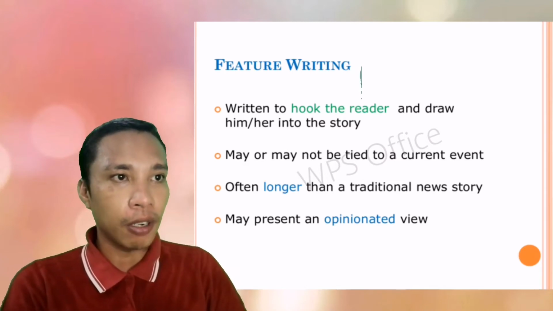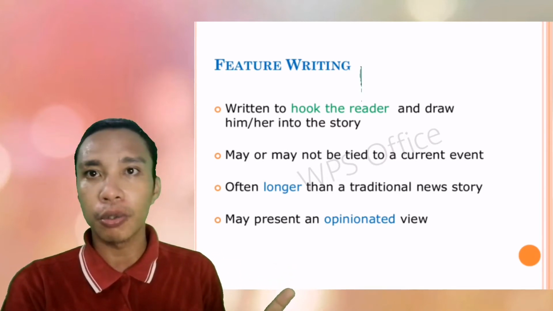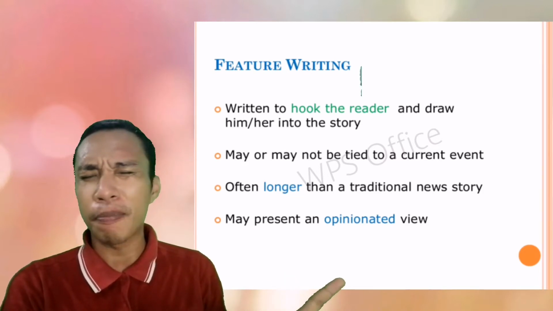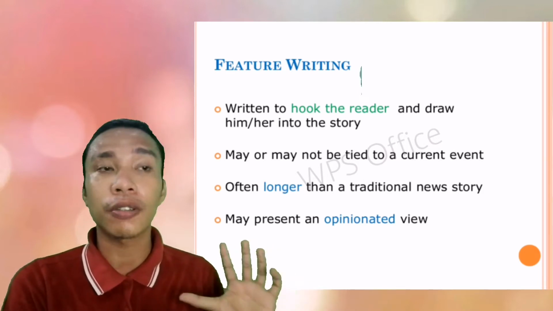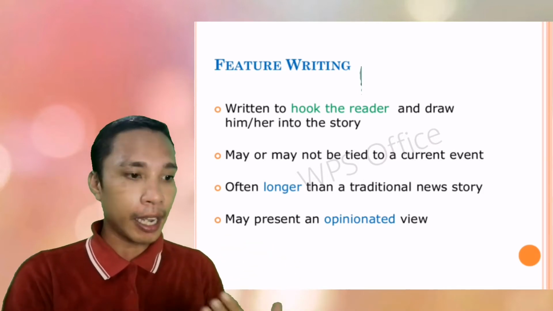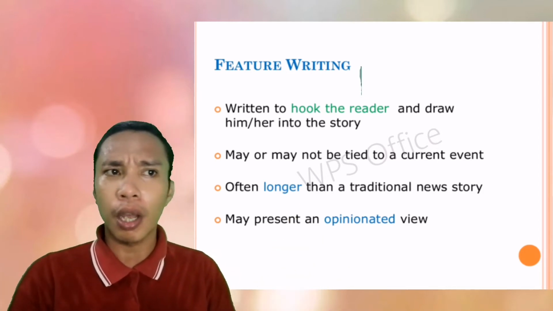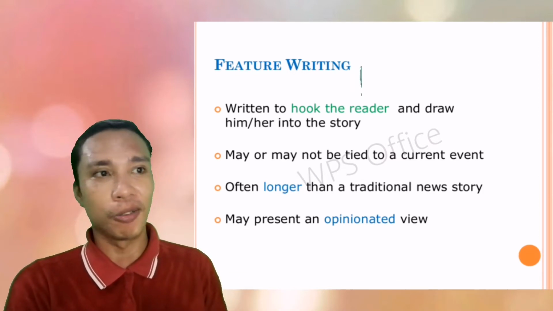Now another one is often longer than a traditional news story. So again, a news story, you can already produce in about 3 paragraphs or 10 sentences. That's already a news story. Whilst feature writing, since it's more of entertainment, factual, and narrative in style, or a short story, quote unquote, it is actually a little bit longer than a news story.